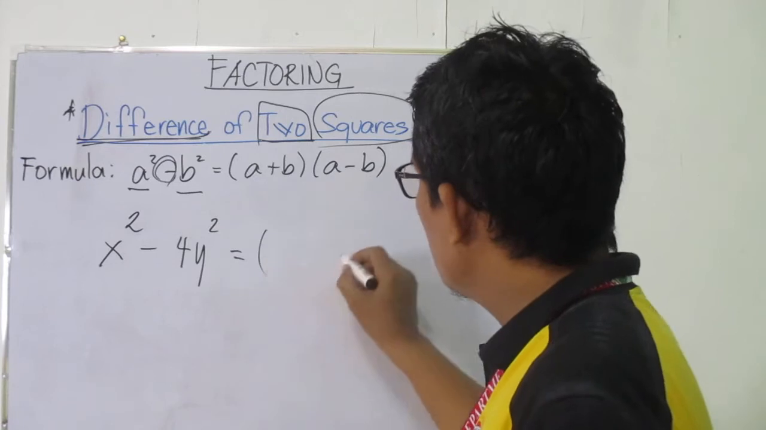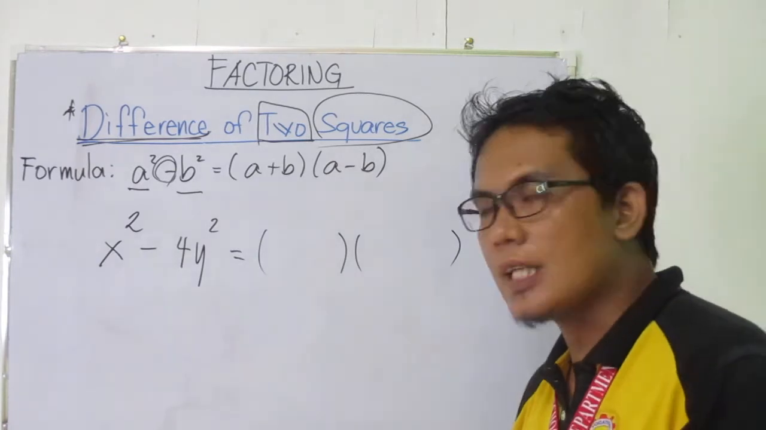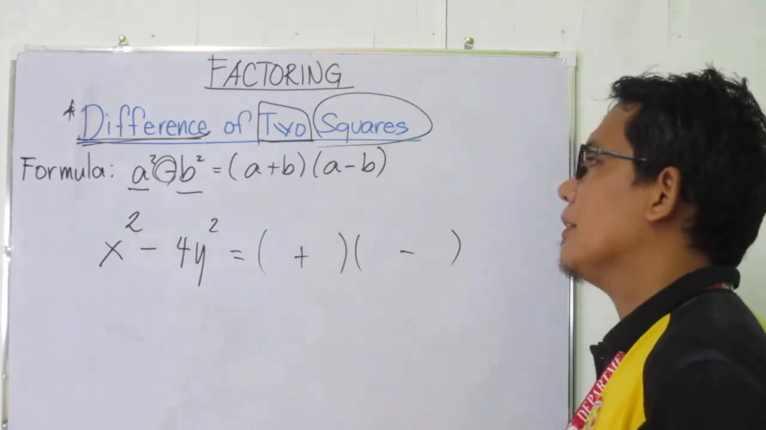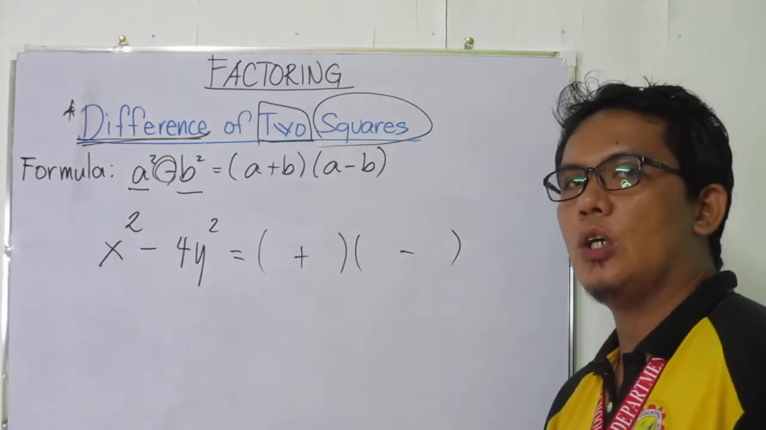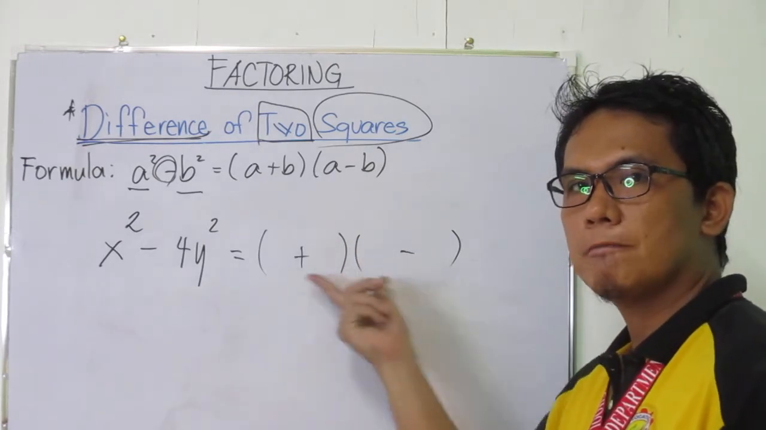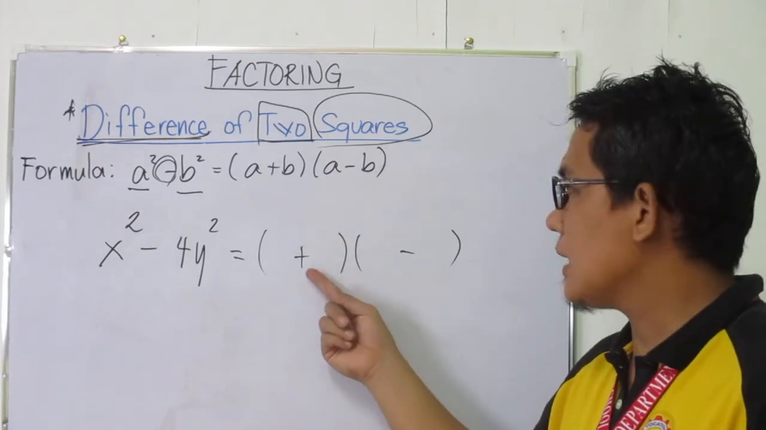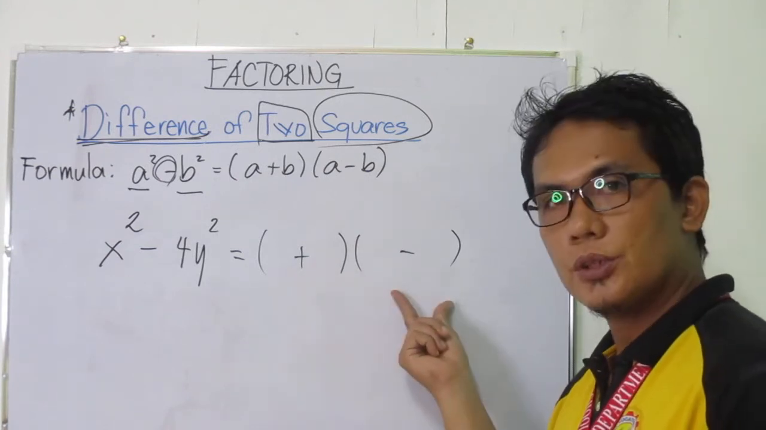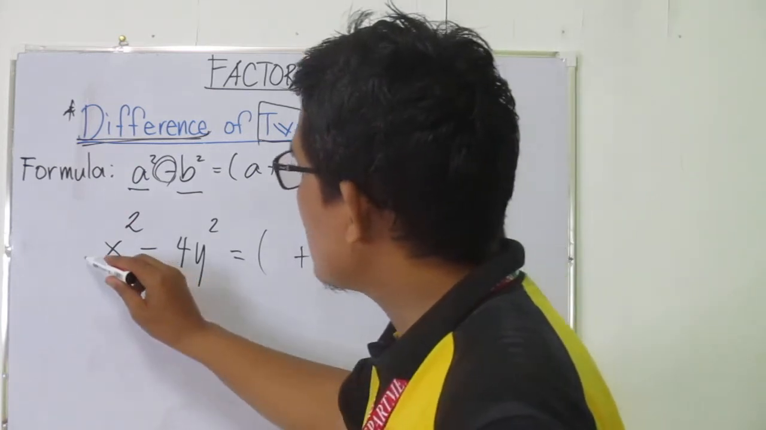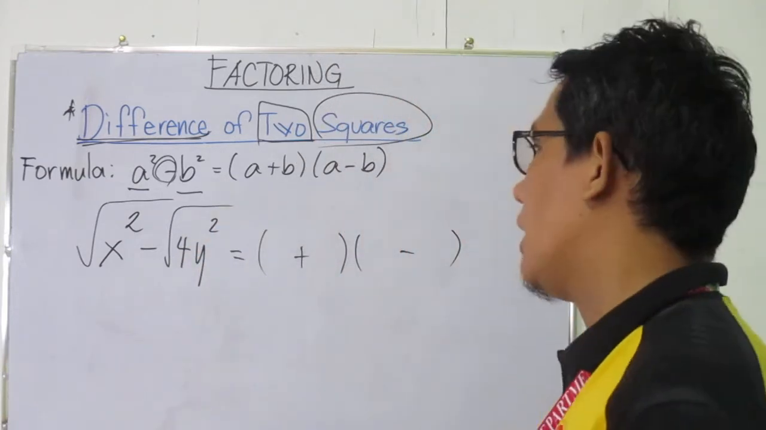So since this is factorable using difference of two squares, what we're going to do now is write two factors, and the factored form is always the product of the sum and difference of two terms. Again, the factored form of the difference of two squares is always a product, because we multiply the two binomials, the sum and difference of our terms. So what we're going to do here is simply get the square root of this one and the square root of this one, and those are our factors.